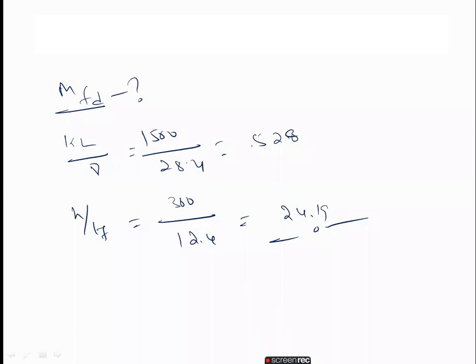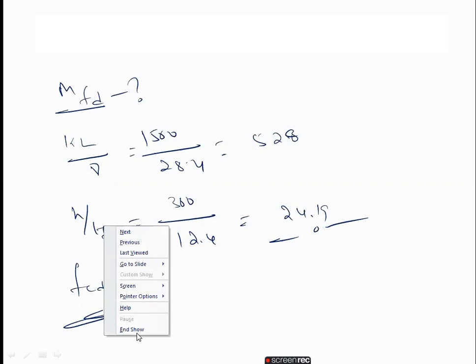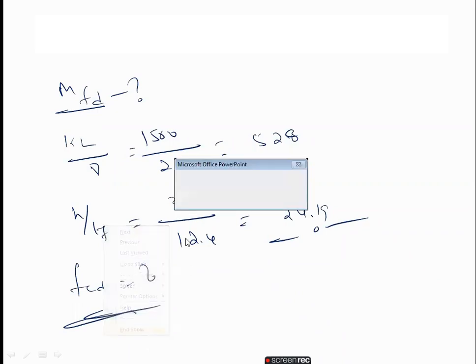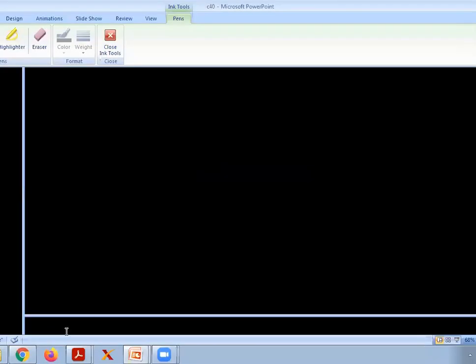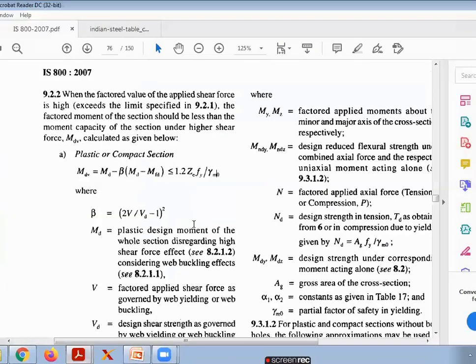For that Mfd, first you have to calculate the fcd value. How will we take the fcd value? Now I will open table number 14, then we will go for the next process.